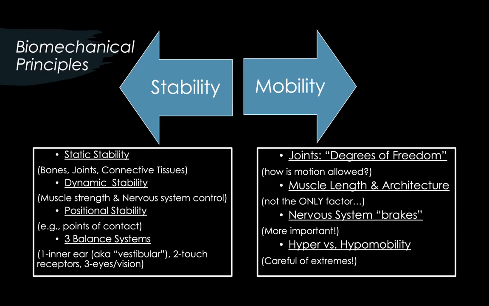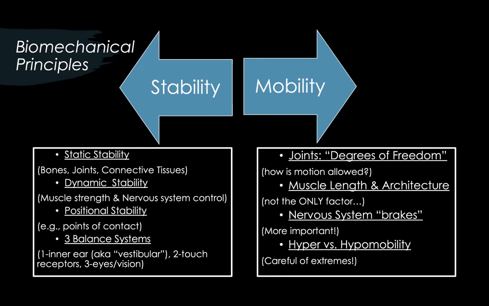We also have what we call positional stability, which is kind of represented by, I have points of contact here, but this I think is most well represented by our balance poses. So if you have 2 feet on the ground, you have 2 points of contact, you're inherently more stable than if you only have 1 foot on the ground. You're a little bit less stable, and you have to utilize other components to keep you balanced, keep you stable.